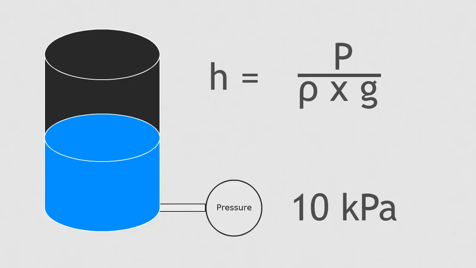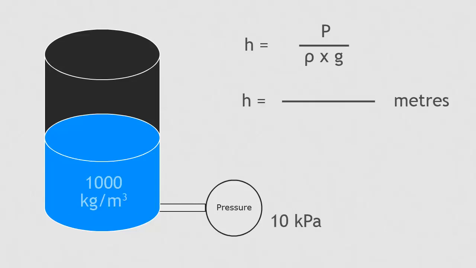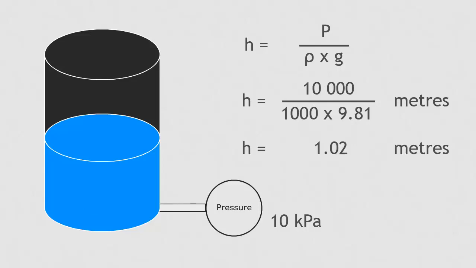For example, a tank is filled with water and the pressure transmitter at the bottom of the tank reads 10 kPa. How high is the water? The density of the water is 1,000 kilograms per cubic meter. The height, in meters, is the pressure in pascals divided by density multiplied by gravity. The height of the water is 1.02 meters.